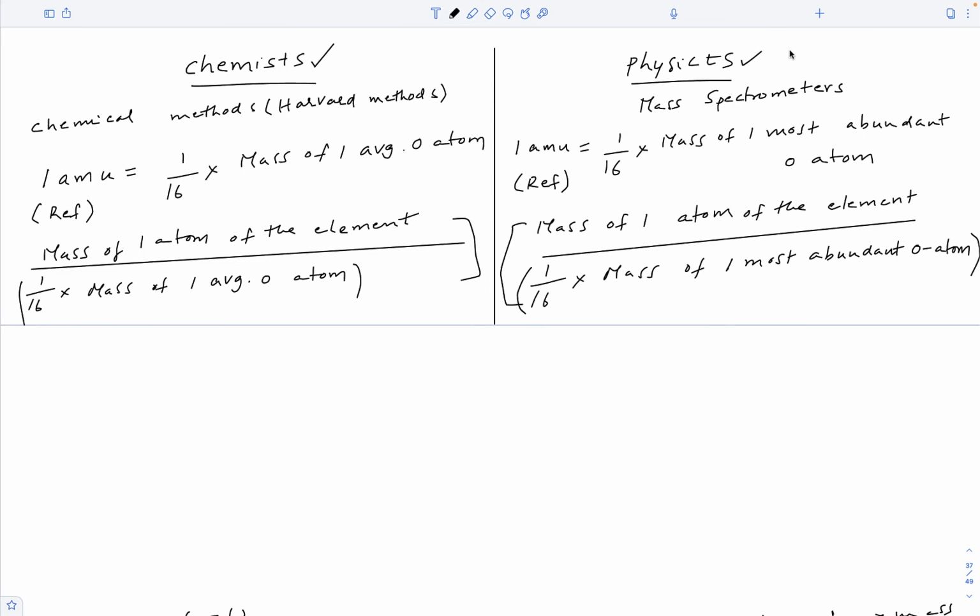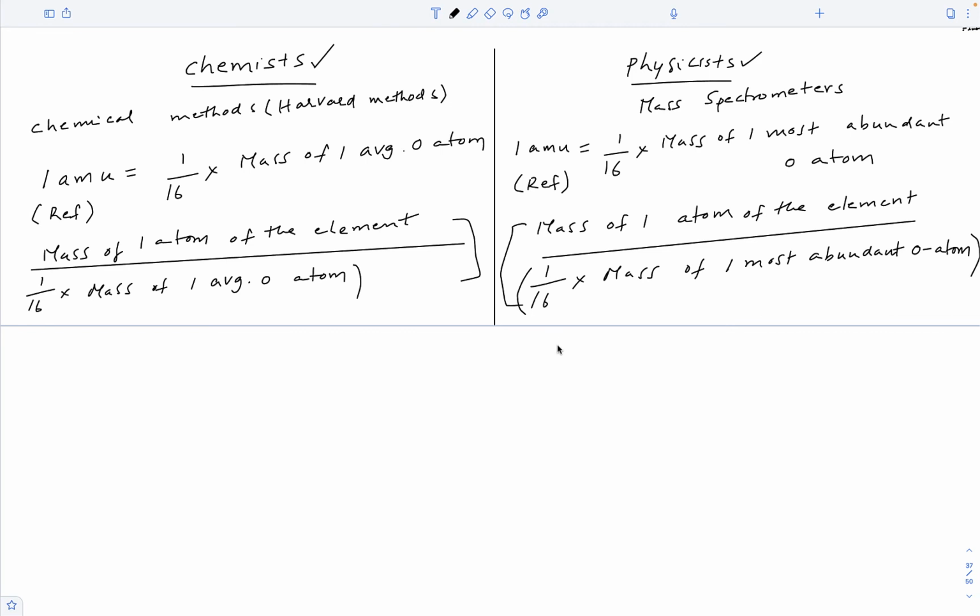So, unintentionally, chemists and physicists ended up on two different atomic weight scales, and this created a problem for us. We don't want to deal with two different atomic weight scales. So, after using two separate atomic weight scales for many years, they both agreed to replace these two atomic weight scales with a single atomic weight scale. Then the question is, what should be used as the new reference? Okay, what should be taken as the new reference for atomic weights?